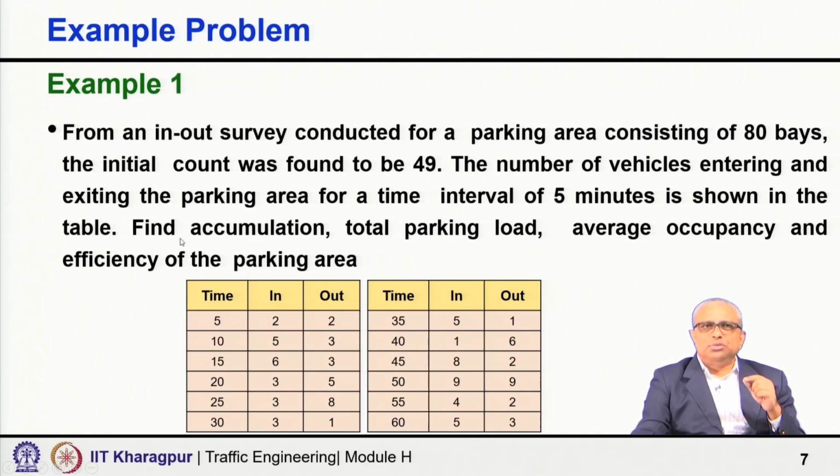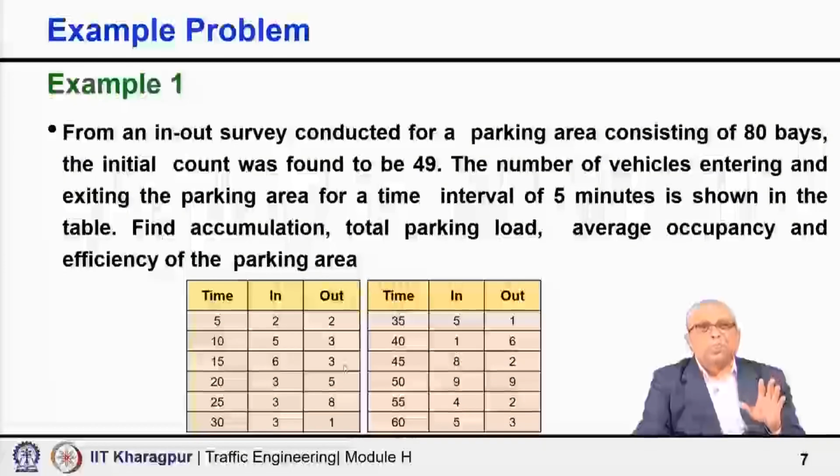What we need to find out? We need to find out accumulation, total parking load, average occupancy and efficiency of the parking area overall. So, time-wise, we started at time 0, that is 49 vehicles were there. Then during the first 5 minutes, 2 vehicles went in, 2 vehicles went out. Next 5 minutes, 5 to 10 minutes, 5 vehicles went in, 3 vehicles went out. Between 10 to 15 minutes, 6 vehicles went in, 3 vehicles went out.